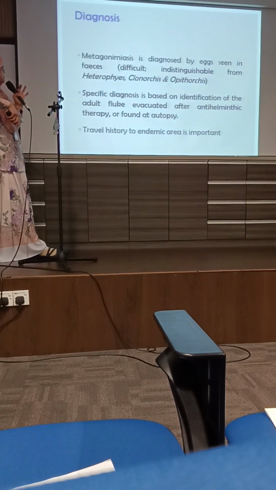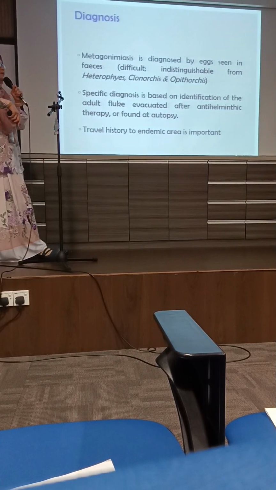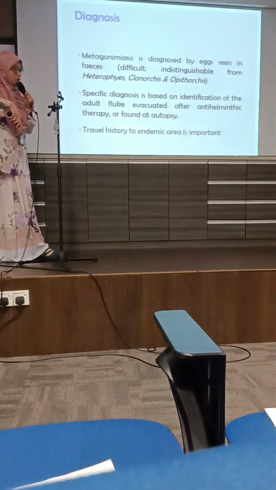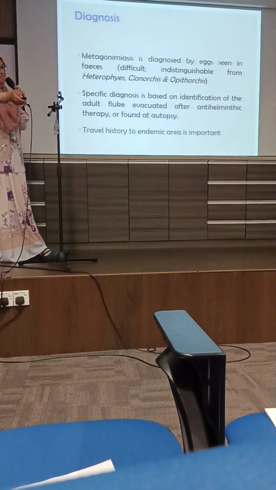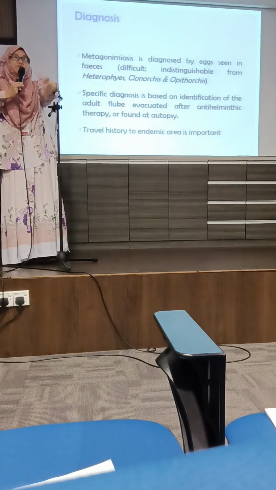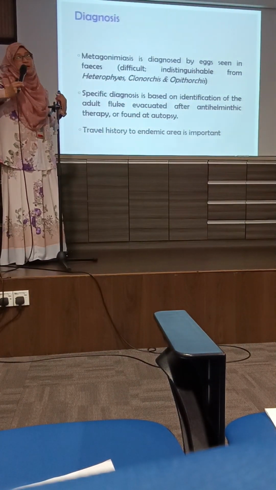So similarly untuk Metagonimus ni sama juga macam Heterophyes tadi, susah nak distinguish. The way to tell whether it is Heterophyes or Metagonimus is through tengok dia punya adult, atau you buat PCR. PCR mungkin you ambil feces, you buat PCR, atau kalau you ada ELISA kit, I don't know, I'm not so sure whether dah ada ELISA kit ke tak.